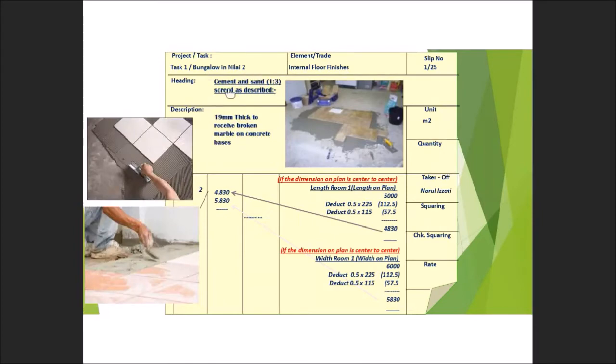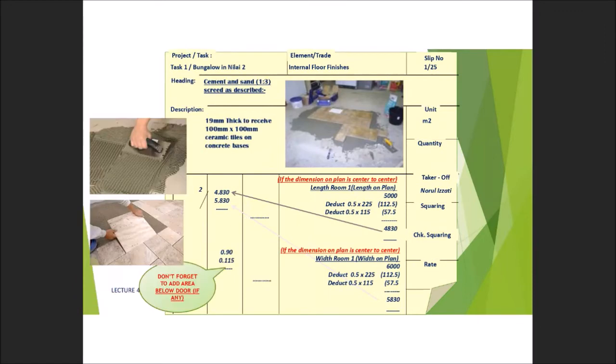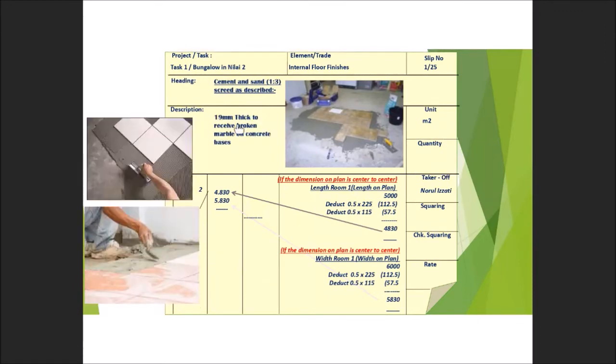Okay, let's move to the next example. The screed, this is also an example for screeding, but to receive broken marble. So you can see here the first one, the example to receive ceramic tiles. This is the example to receive broken marble, just to show you that if there are different types of finishes, you have to measure separately. And then you can also look at the thickness. This one can vary, but the minimum is 19 mm. The range of the thickness can be 19, sometimes you can see 20, sometimes 25. So 25 is normally the maximum thickness to receive the finishes, especially for the tiles.